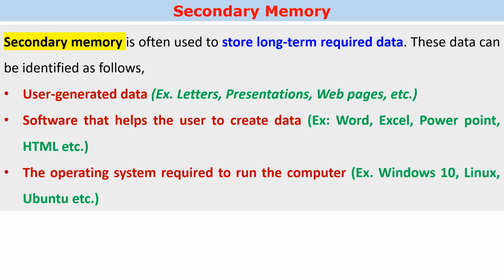Right, there are mainly three types of data normally available in secondary memories. The first one is user generated data. User generated data means our data. If we make a document through a word processing package, that is user generated. If we create a presentation, that's also user generated. If we create a web page, user generated. That's one type of data that you can normally see in the secondary memories.